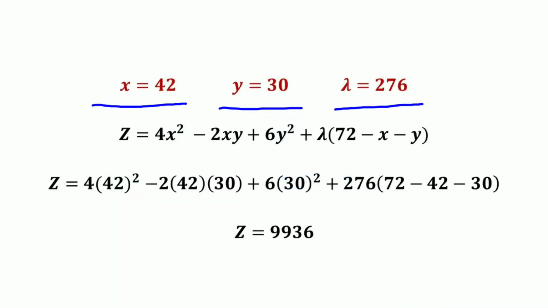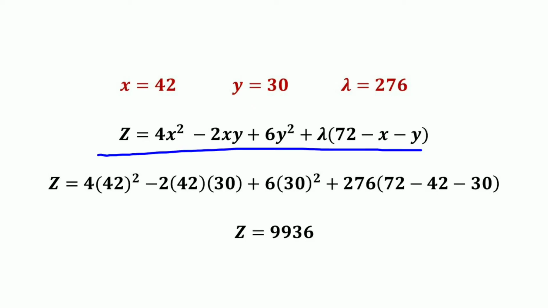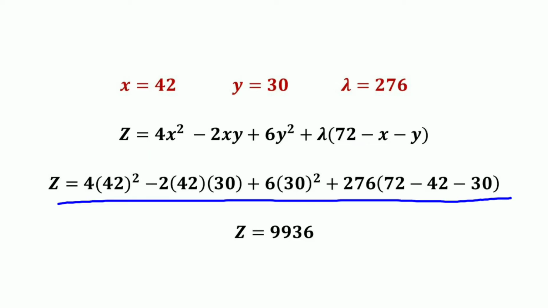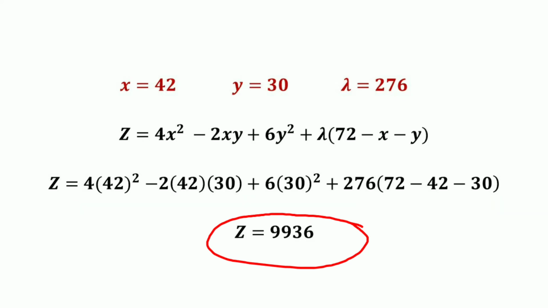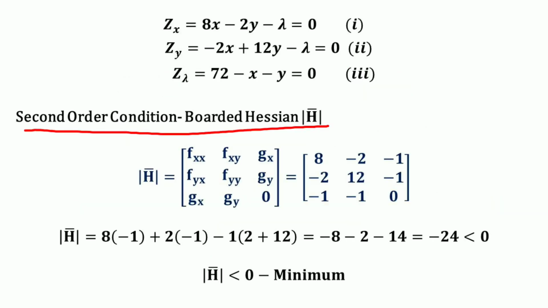With these critical values, that is x is equal to 42, y is equal to 30 and lambda is equal to 276, now for the Lagrangian function z, substitute these values into the function, then it will become 9936. Now to find whether the function is a maximum or minimum, we want to find the second order condition, that is the bordered Hessian, which we already explained in the previous slide.